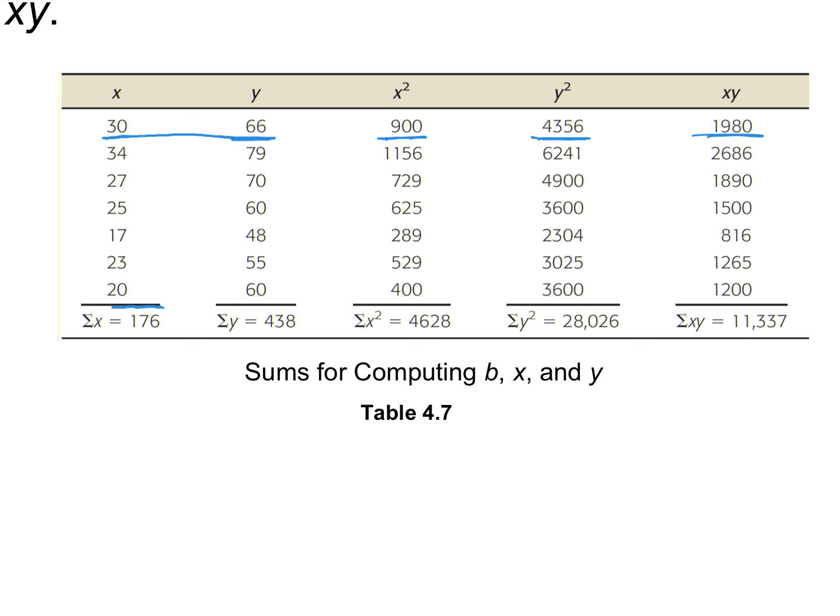What do we need? We need the sum of all of our x's, 176. We need the sum of our y's, 438. We need the sum of the x squares, 4628. The sum of the y squares, 28026. And we also need the sum of the x times y's.